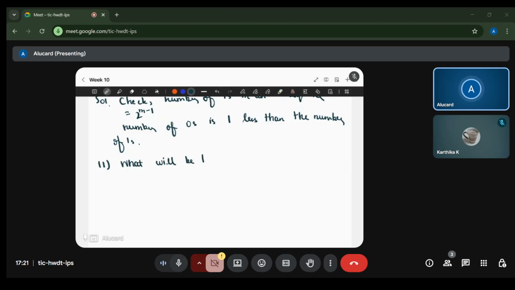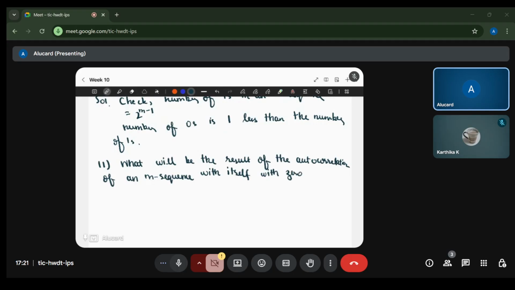Then what will be the result of the autocorrelation of an M sequence with itself with zero lag?